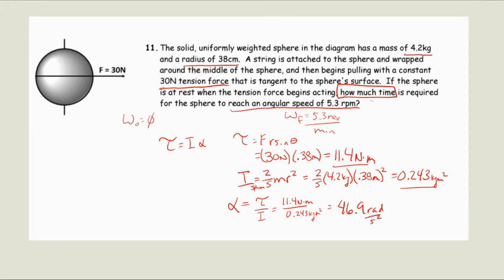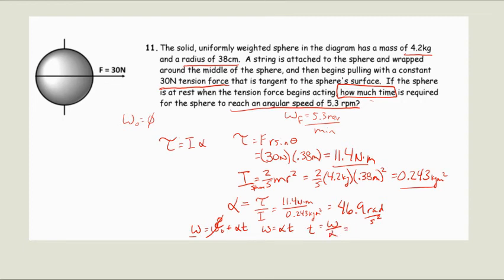Now I'm going to use that value. So what do I know? I know omega equals omega initial plus alpha times time, and I know omega initial equals 0. So omega equals alpha times time. So time is equal to my omega final divided by alpha.